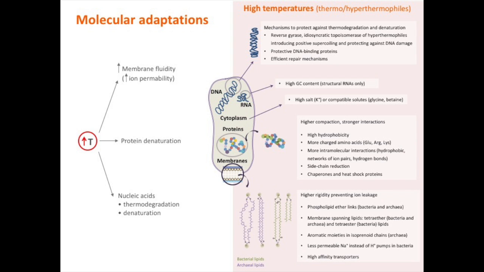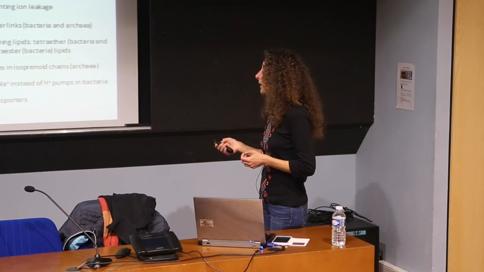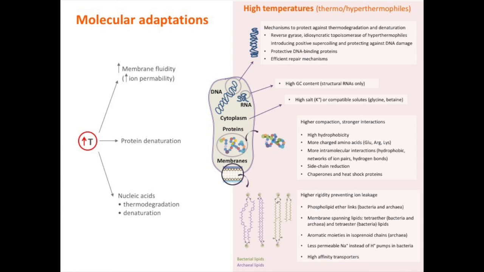At the level of the cytoplasm, we observe in general a high salt concentration, or also compatible solutes. In general, the viscosity of the cytoplasm is increased. As for the adaptation of proteins, in general you have more compact proteins with more intramolecular interactions, just to keep the three-dimensional structure of proteins and also their activity. So we observe in general a high hydrophobicity to increase hydrophobic interactions within the molecule. Sometimes you also observe more charged amino acids because you can establish salt bridges. You also observe the reduction of loops, so many loops are lost, and side chain reduction to avoid an increase of flexibility. And there's a variety of chaperones and heat shock proteins that help proteins fold correctly.